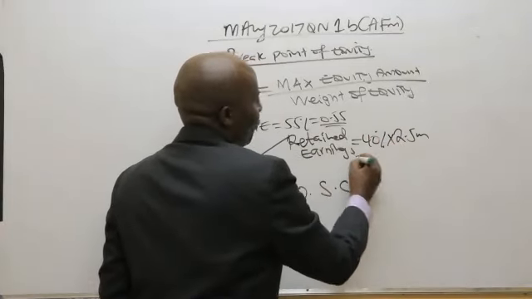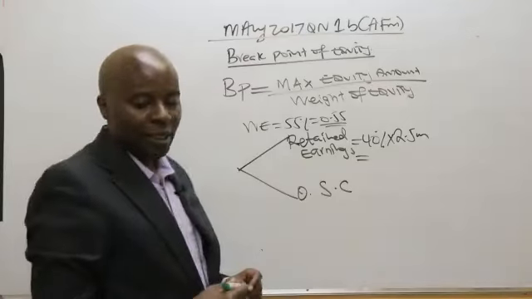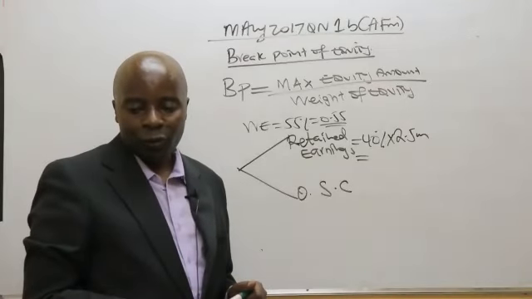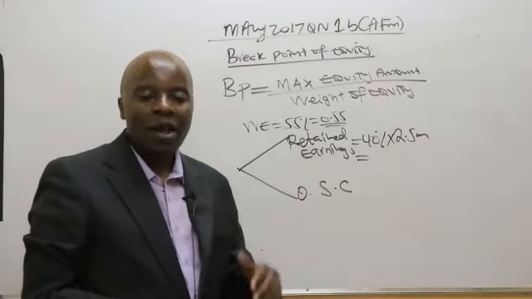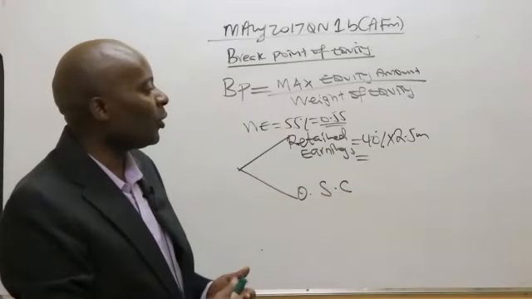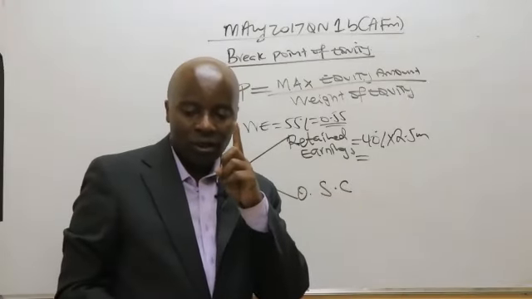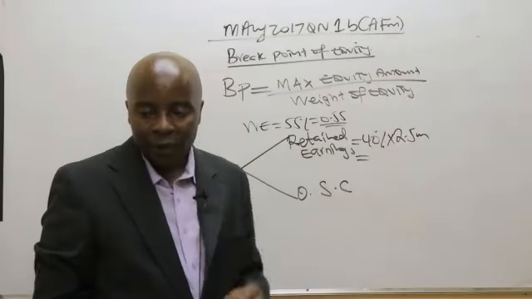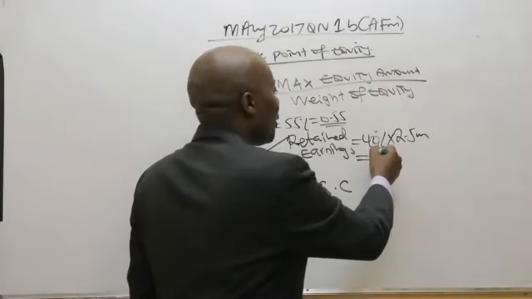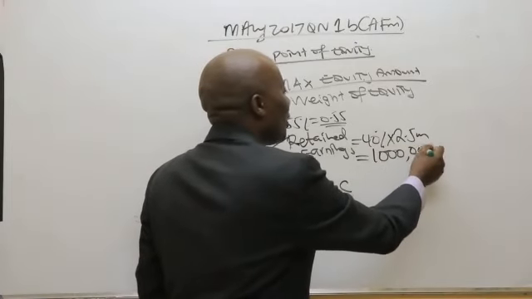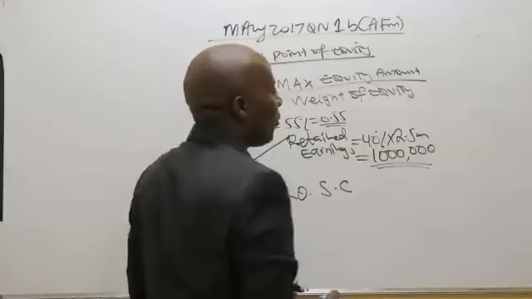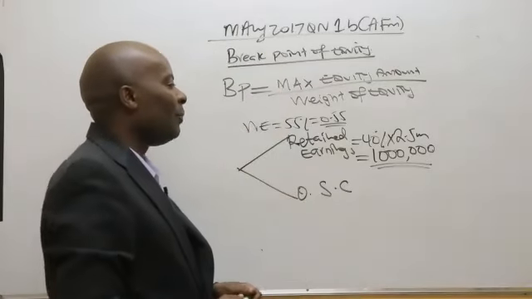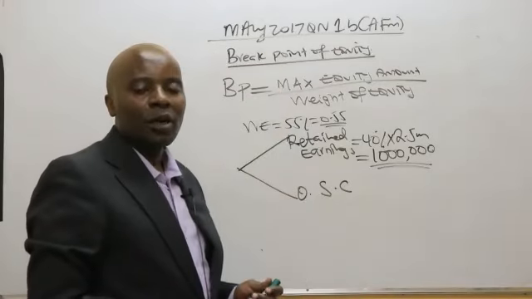So can somebody give me, what is 40% of 2.5 million? 40% times 2.5 million must be a million, if I'm not wrong. So 1 million retained earnings equals 1 million.